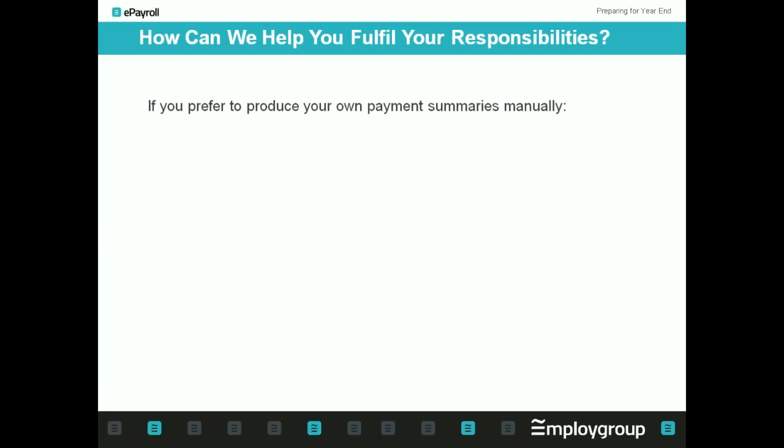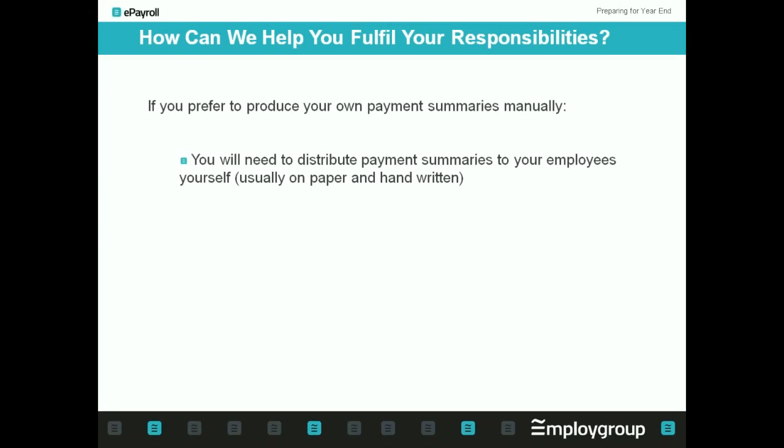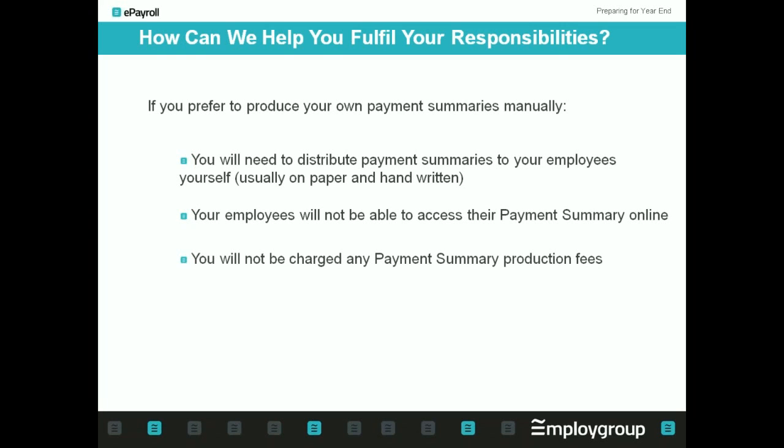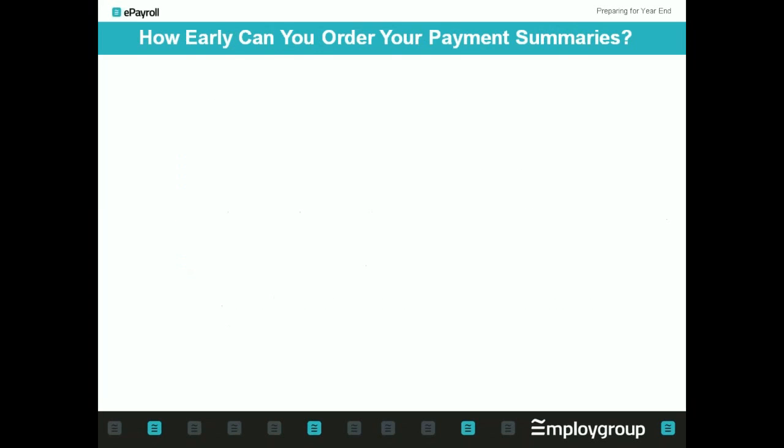If you do want to produce your own payment summaries manually, you'll need to distribute the payment summaries to your employees yourself, so they won't be available online. You'd need to produce them on paper, you'd need to post them out, potentially you would need to handwrite them. Your employees won't be able to access their payment summary on ePayroll. We won't charge you any payment summary production fees, but you will need to manage the lodgement of that data to the Australian Taxation Office yourself. And the ATO does have limited methods of lodging the payment summary data now. They do need to be lodged electronically.